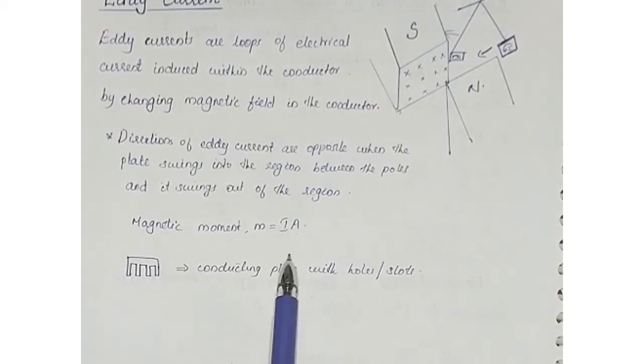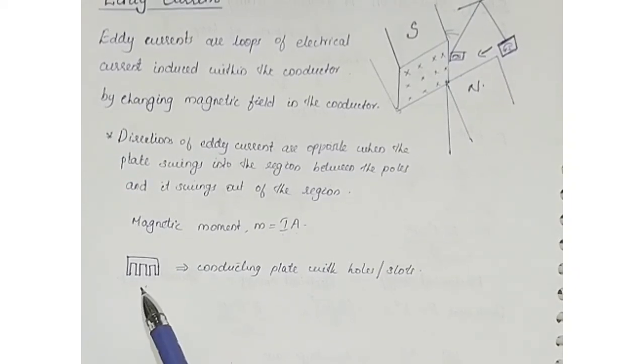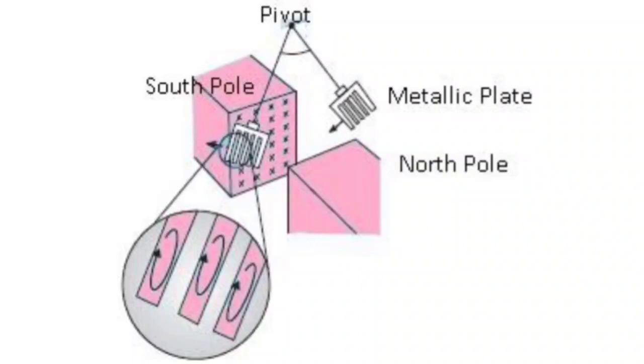In order to reduce the area of our conductor, we are going to use a conducting plate with holes or slots so that the eddy current produced within this conductor is reduced. By using such a conducting plate, we can reduce the eddy current and also the electromagnetic damping, and thus this plate can swing more freely. So one of the methods to reduce the eddy current is to reduce the area of the conducting plate, and another method is by using lamination on the conducting plate.